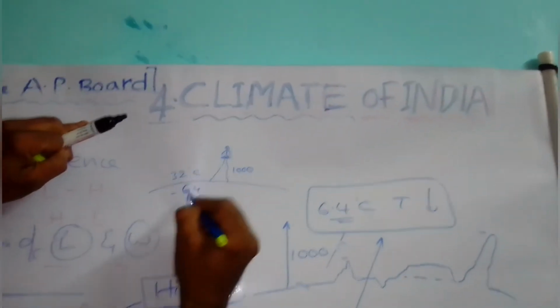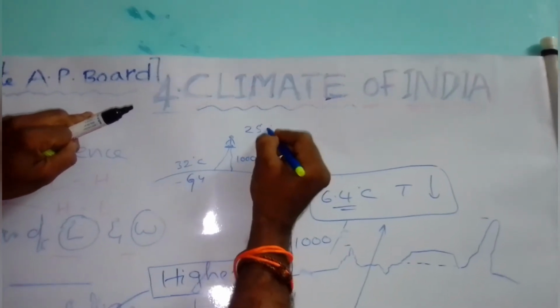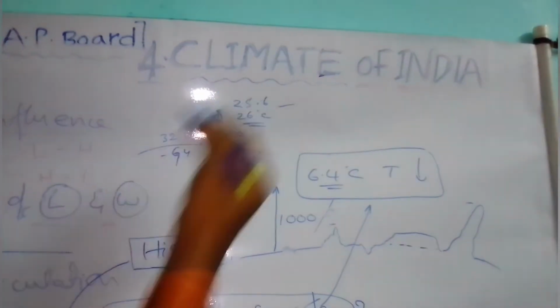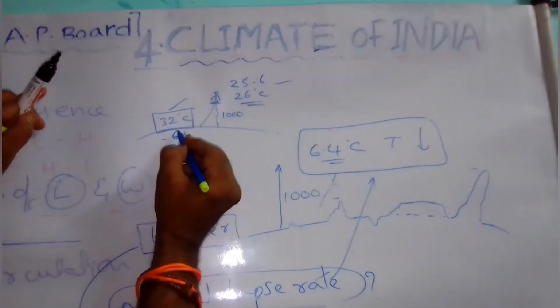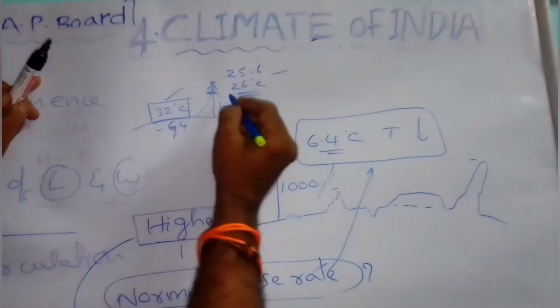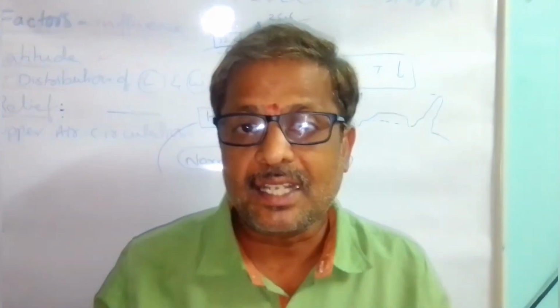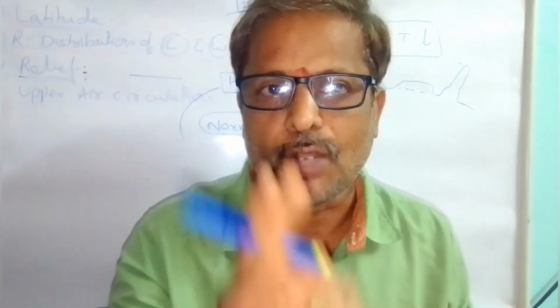32 minus 6.4. It means approximately 25.6 or 26 degrees Celsius is the temperature on top of the mountain. As we move upward, the temperature is gradually decreasing. By this we notice a general concept: from the surface of the earth anywhere in the world, as we move upward, there is a decline of about 6.4 degrees temperature for every 1000 meters. And this is called the normal lapse rate.